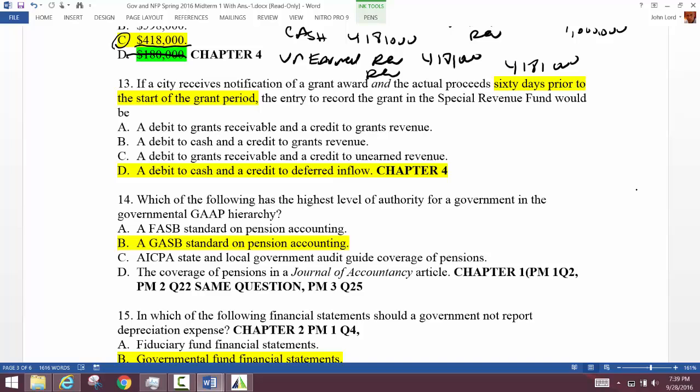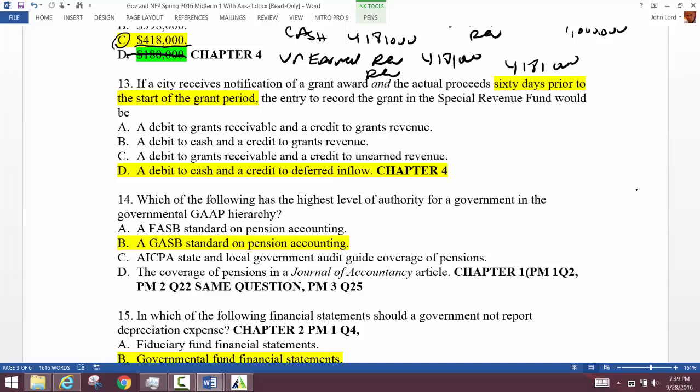So they get it prior to the period into which it's going to be able to be used. They'll actually be able to use it in the next period, right? That's a time requirement. The other one was eligibility, and that they had to spend the money to be eligible for that, right? So this one's treated as a deferred inflow, right?